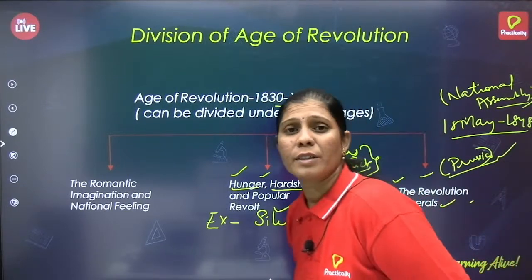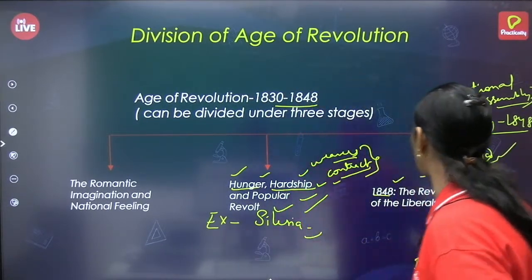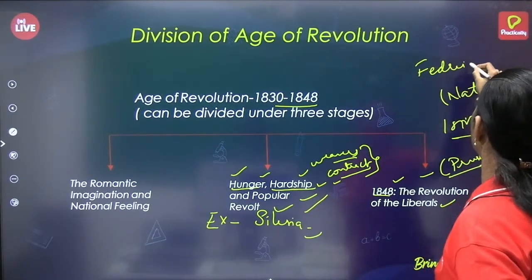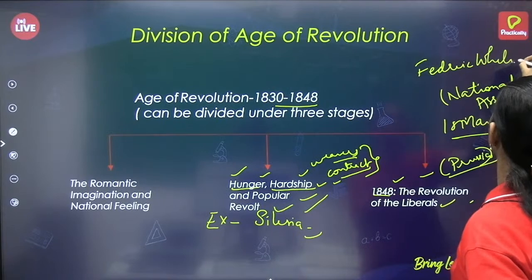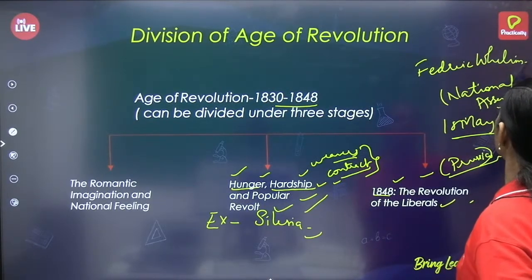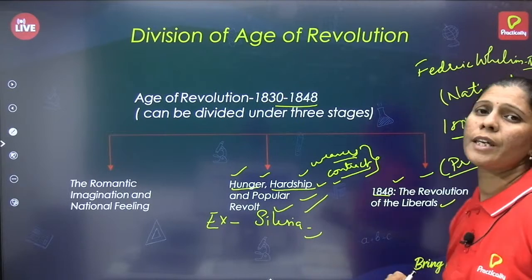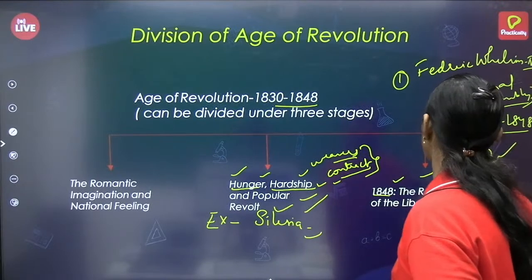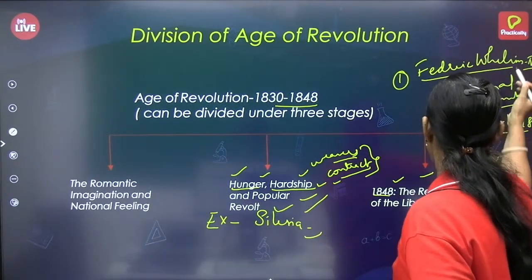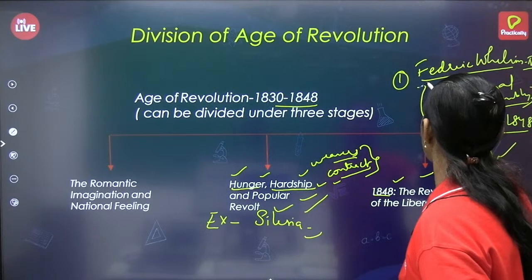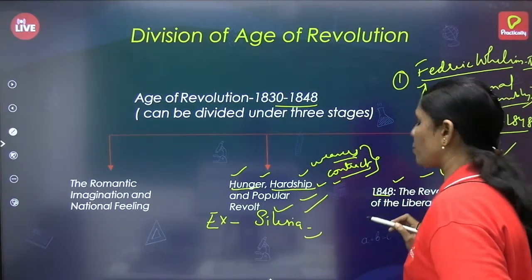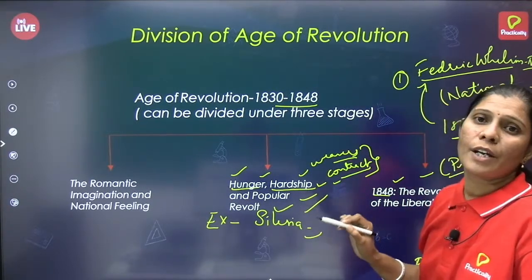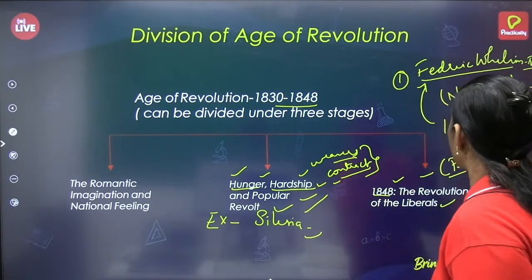So that time the king who was there was Frederick William IV, the Prussian king at that moment, that is in 1848. So when this Frederick William was offered as a king in 1848 by the liberals, he was not accepted, or he rejected the post.